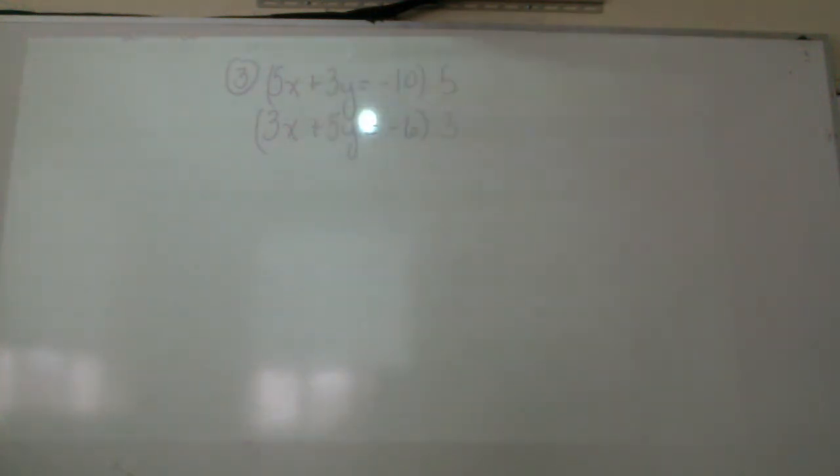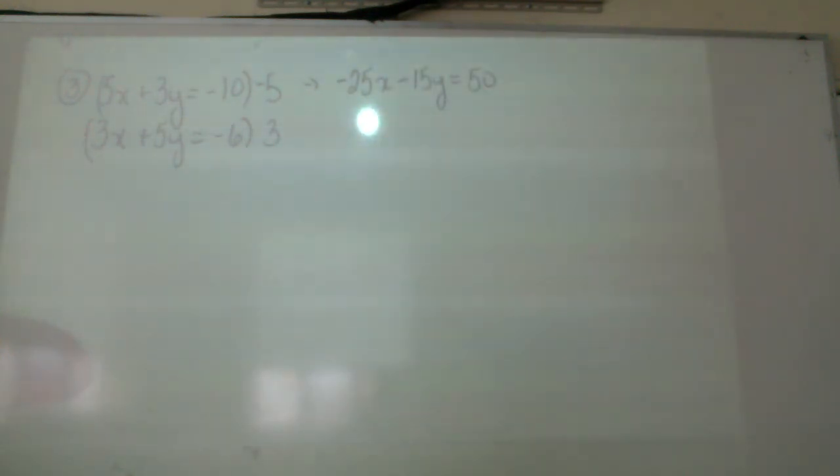Now, both of these are positive. Only one of them has to be negative. So either I could do a -5, or I could do a -3. It does not matter. It's completely up to you. Let's do -5. I just decided to do the top one for no particular reason other than it was the top equation. So this becomes -25x minus 15y is equal to 50. And then I've got 9x plus 15y is equal to -18.